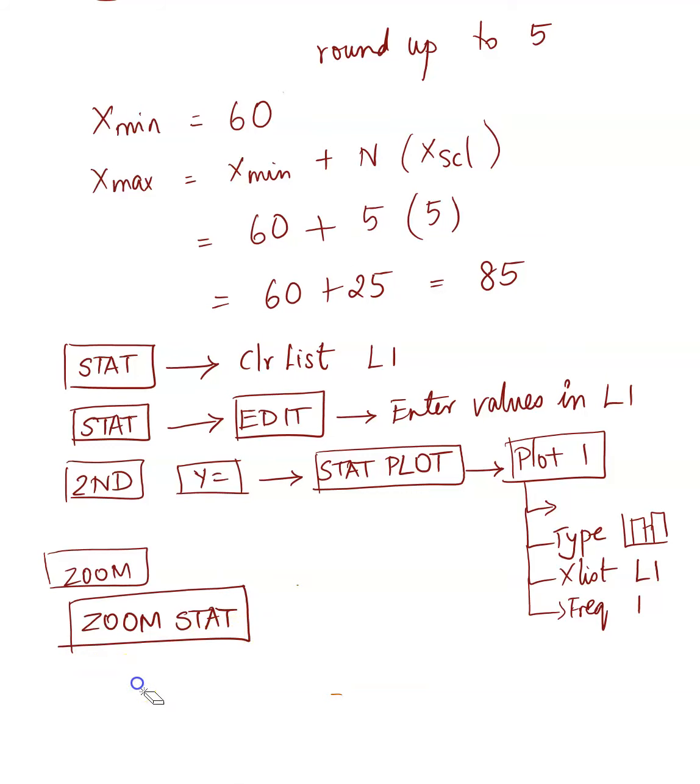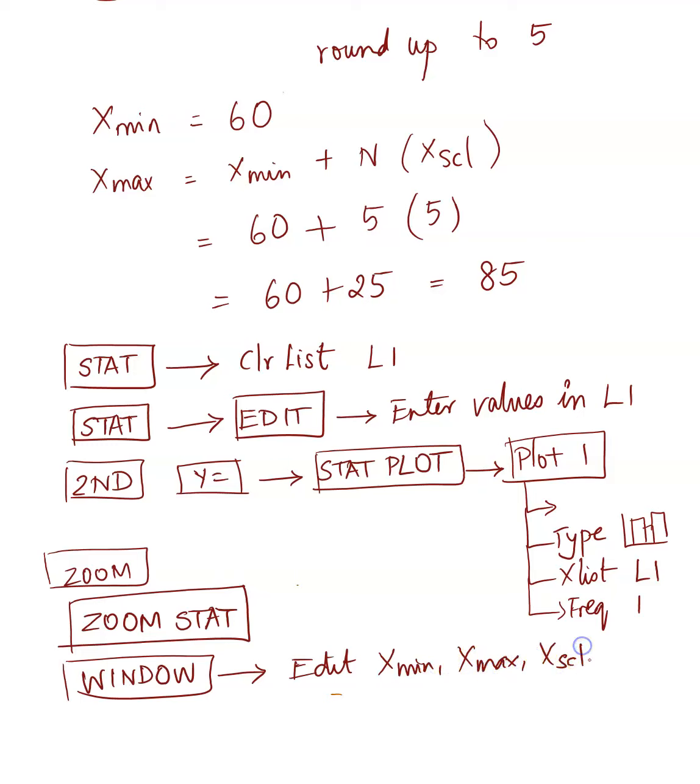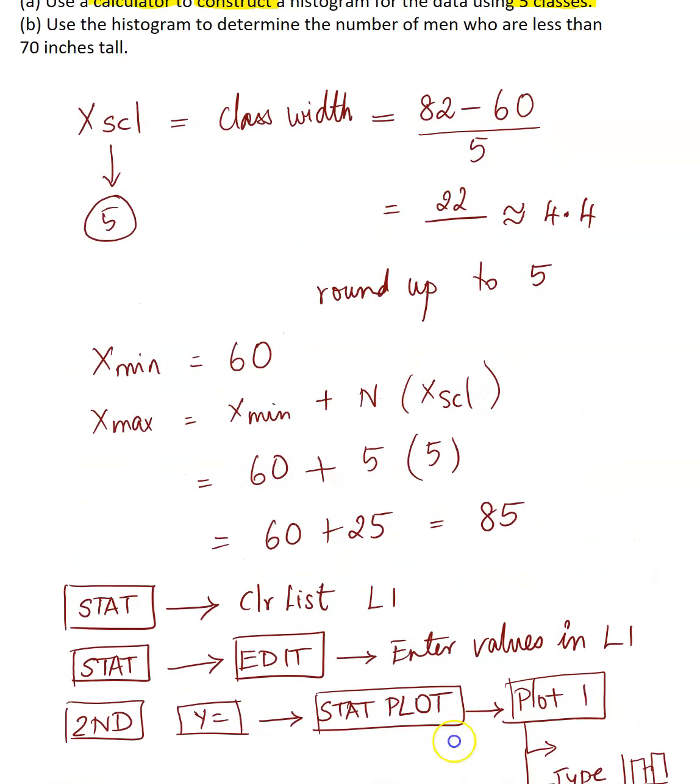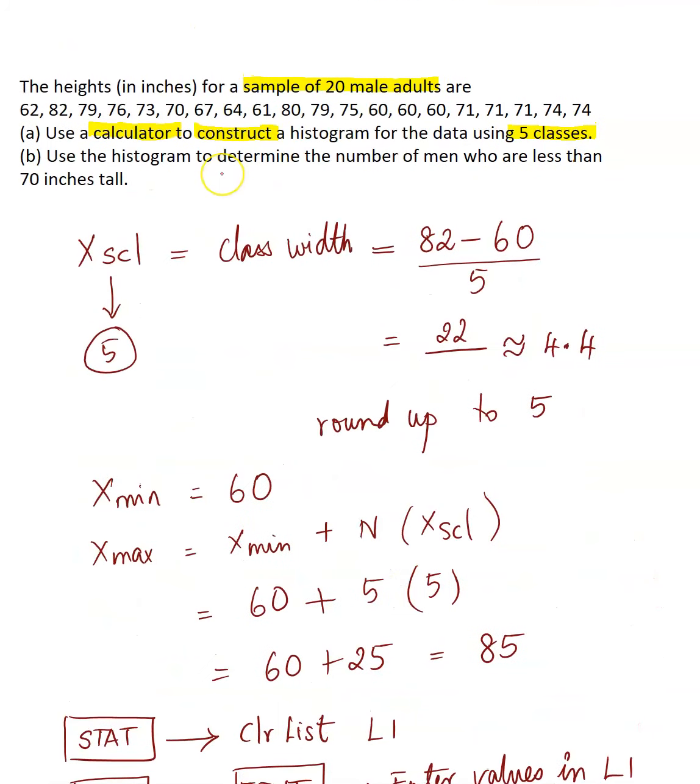Let me just write about the window quickly. In window, you'll edit xmin, xmax, and xscl. And then go to graph, and then to trace. But anyway, the first part is to do the graph, because they wanted us, let's go back here, to use a calculator to construct the histogram for the data using 5 classes.